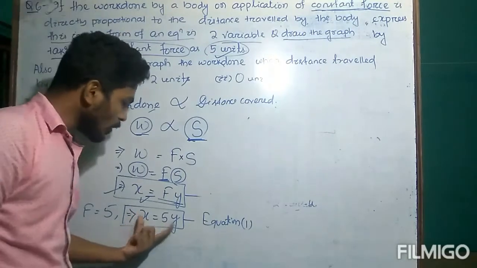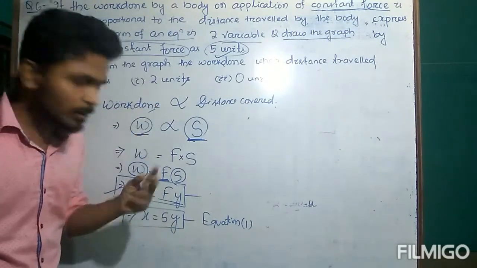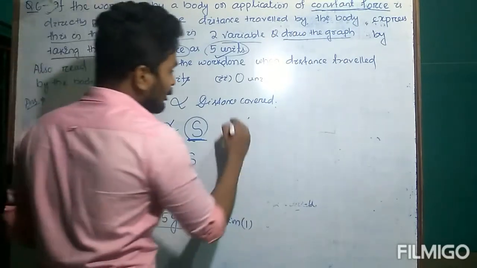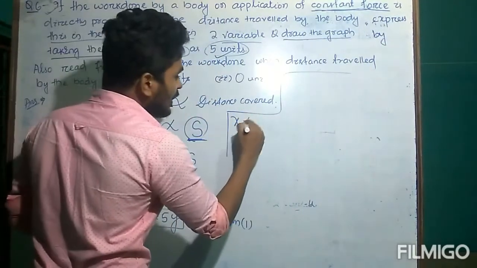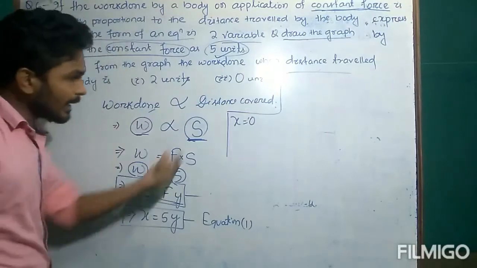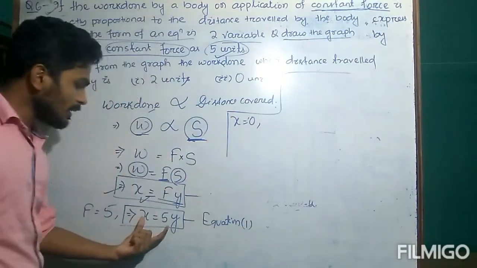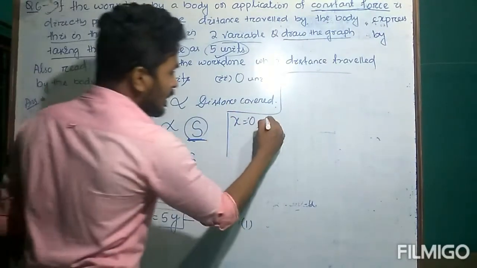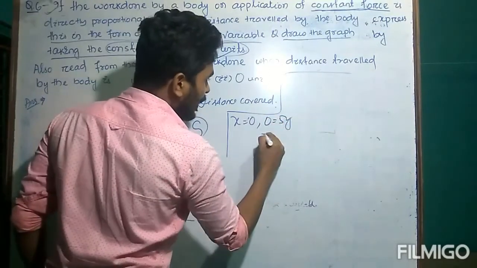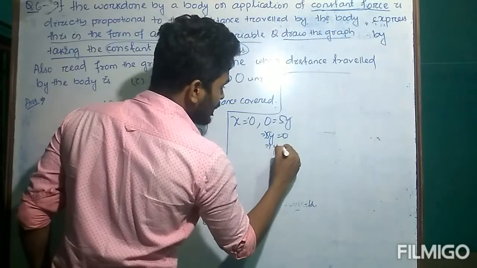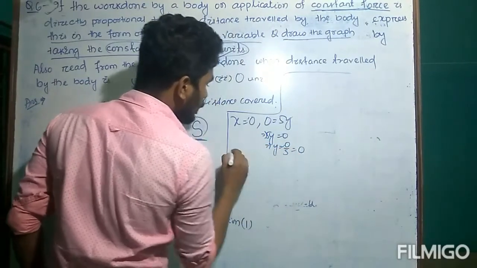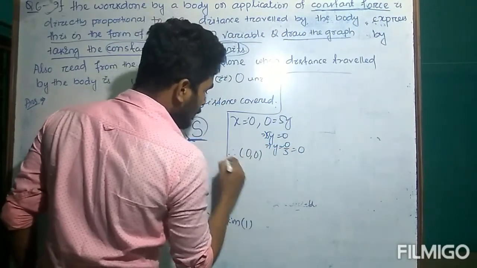Next, in order to draw the graph, we have to find at least two solutions of it. So let's find. Suppose I take x to be 0. Substitute it in the equation. The equation becomes 0 is equal to 5y. Hence y is equal to 0 by 5, which is equal to 0. So the solution is (0, 0).